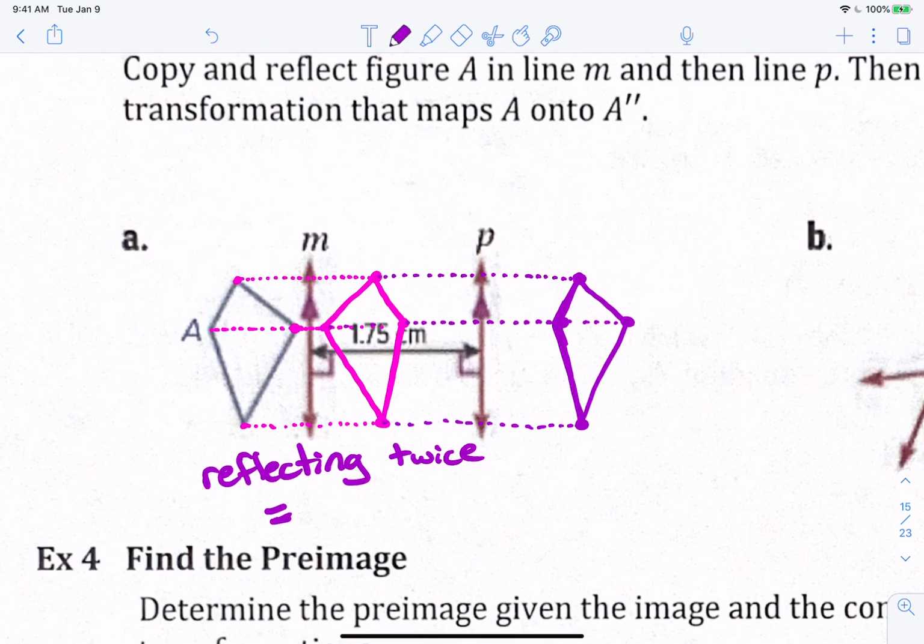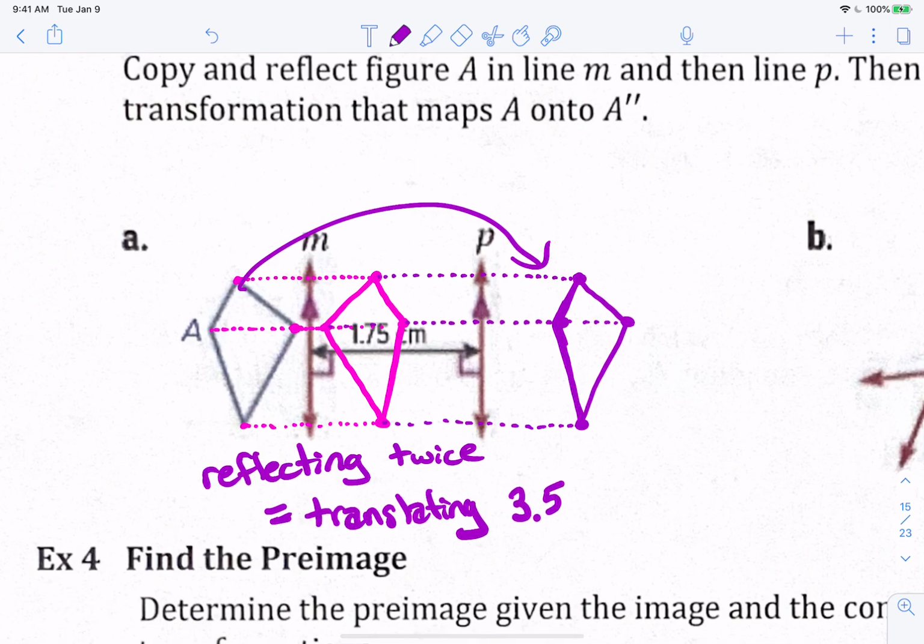So part A, reflecting him twice. These two lines are parallel. I'm reflecting him twice. That is the same as doing what? How could I have gotten from here to here? Sliding it. Sliding him, translating him, how far? So you did 1.75 plus 1.75. How far is that? 3.5 centimeters. If you double 1.75, that's 3.5. Okay? So, rather than flipping him twice, we're sliding him over.